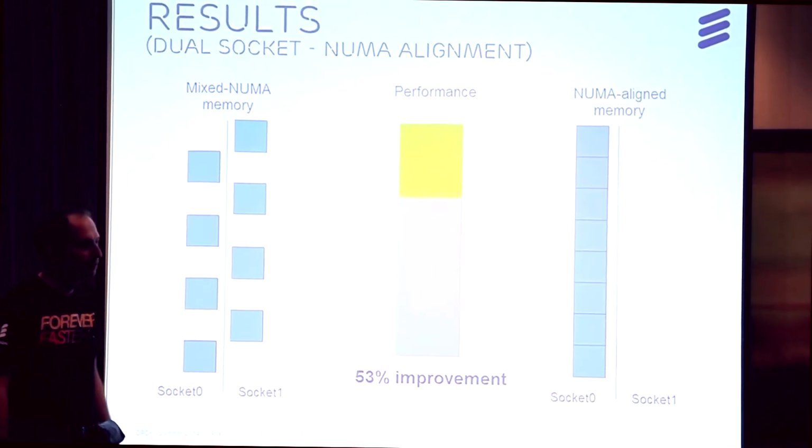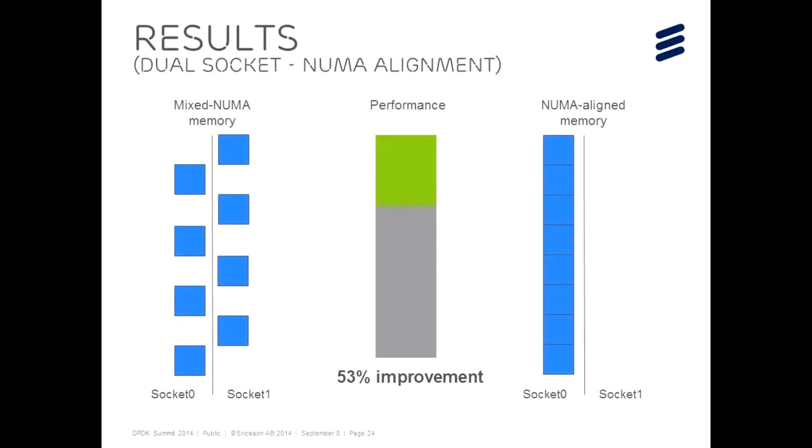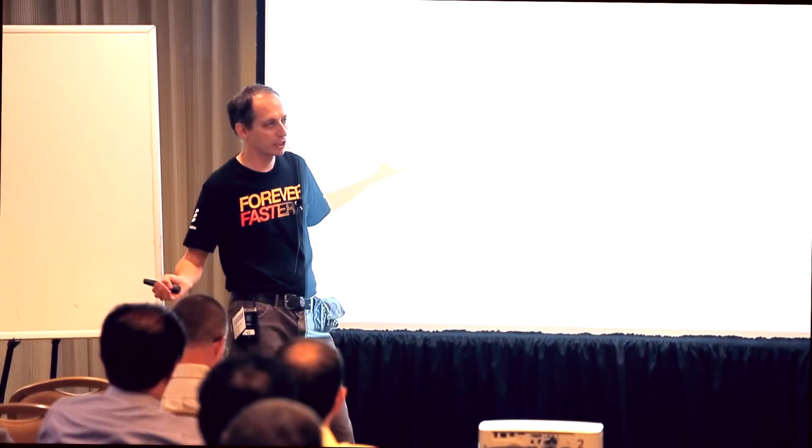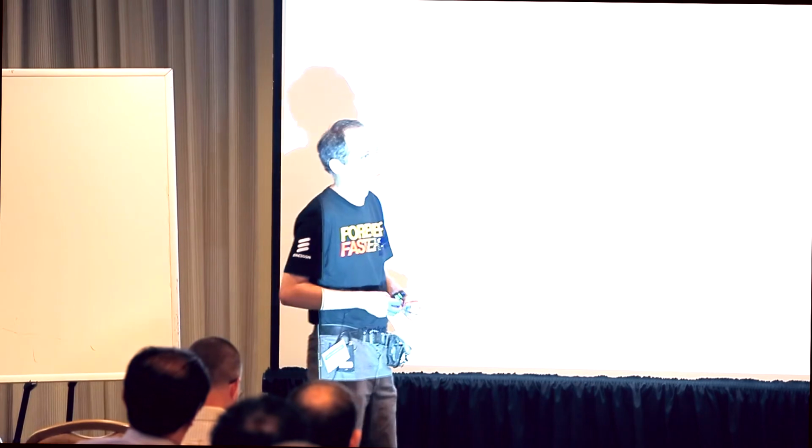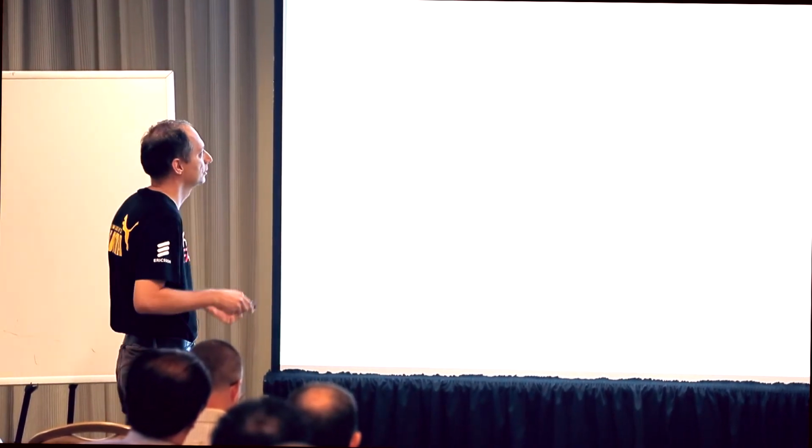And then we got a 53% improvement just by making this change. It always depends on the application, so you cannot say that every application gains 50% performance just by putting it on the right NUMA. It's not true. It always depends on how the application accesses the memory. In this case, it's actually the packet. If you put the packets on 2M or 4K pages, it usually doesn't matter, because in this case the random access is what is more important.